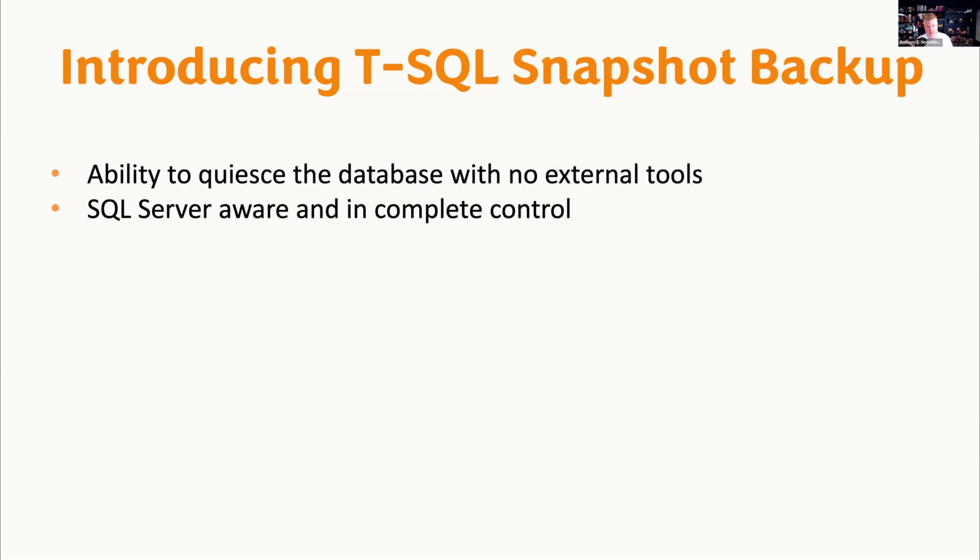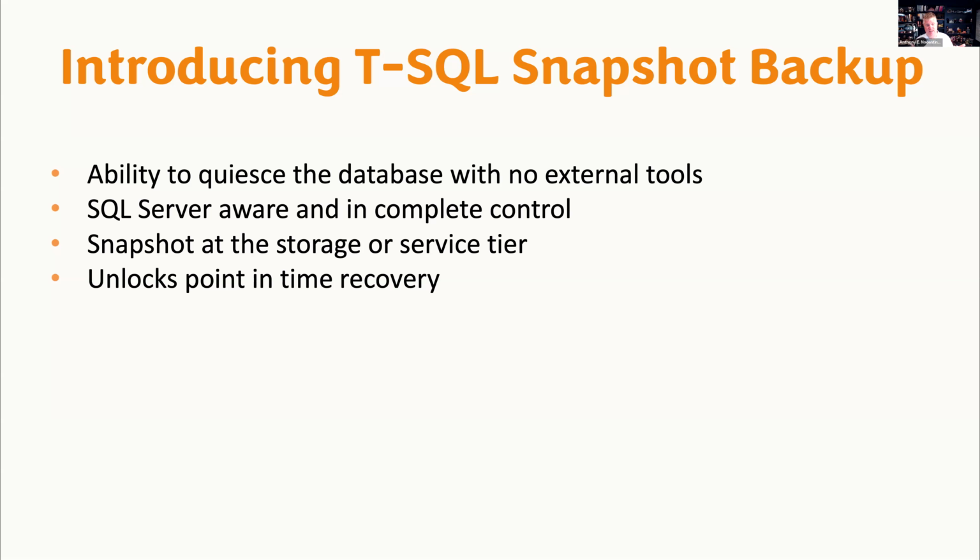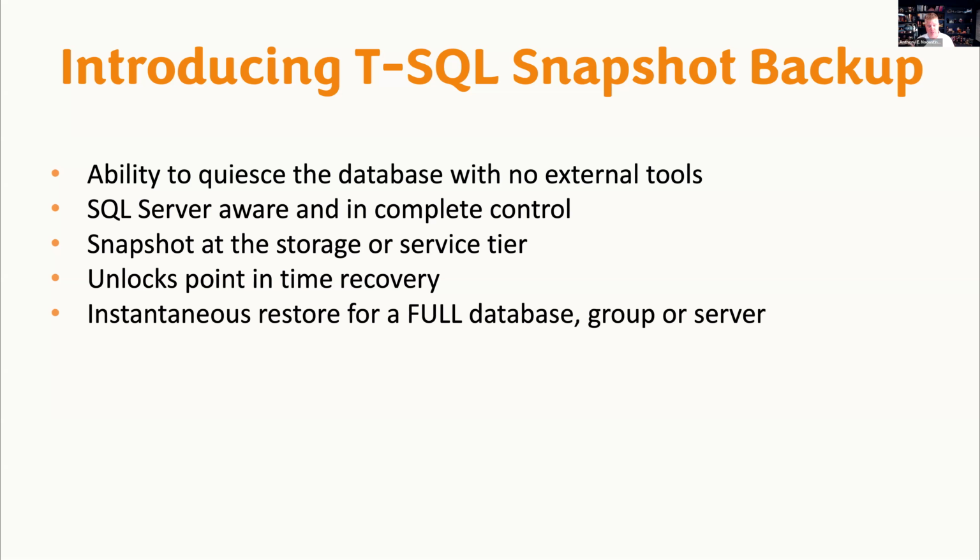Once you freeze and thaw the database, you can take a snapshot at the storage tier or in the cloud if you're using cloud storage. And this technique, especially different from what we've seen before, unlocks this idea of point in time recovery. So now if I have that 100 terabyte database, I can revert it back in time instantly, put it in restoring mode and restore log backups now. And I can do that for a database, a group of databases, or a whole server.